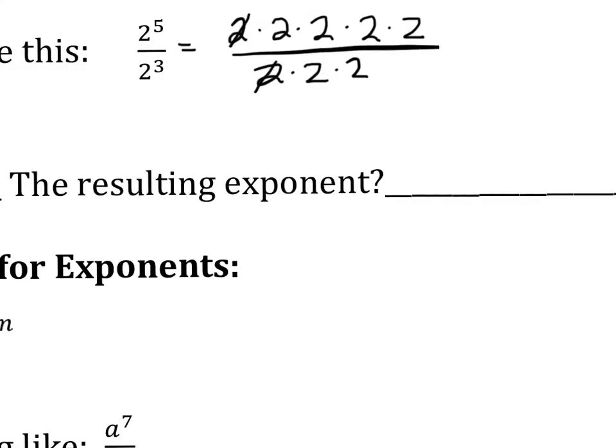2 divided by 2 is 1. Another 2 divided by 2 is 1. Another 2 divided by 2 is 1. And we are left with just 2 times 2, which is equal to 2 squared, which is just 4.